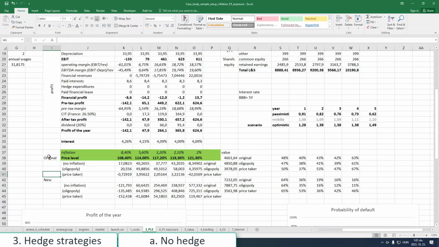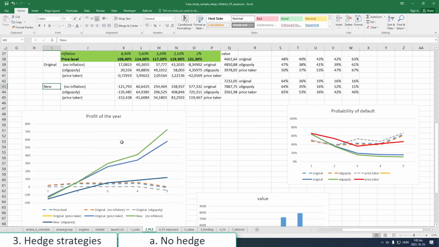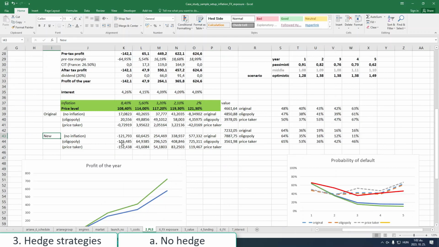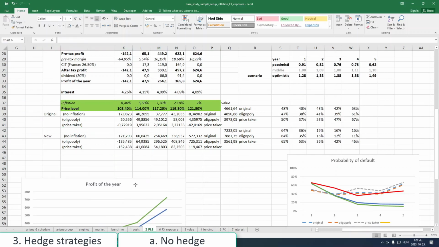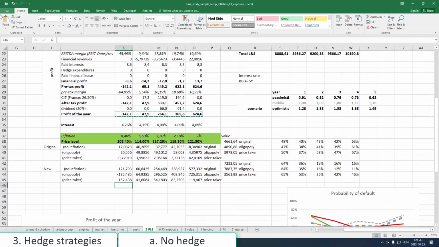All my beautiful designs are diminishing right now, but yeah. What is this? Profit? Yeah, this is the profit for the year. So we just have to continue the data collection because we can see that, yeah, this is the profit for the year.